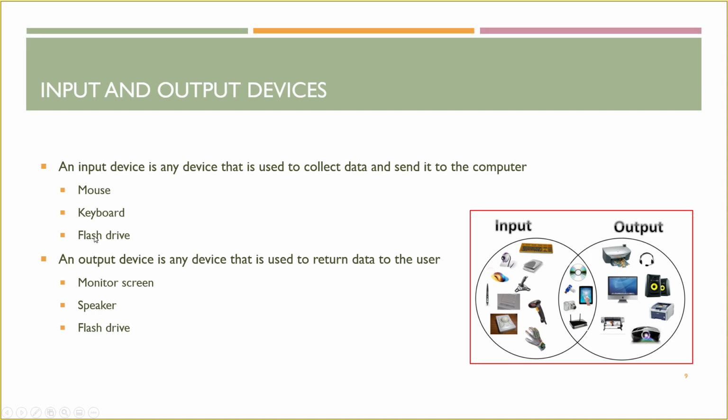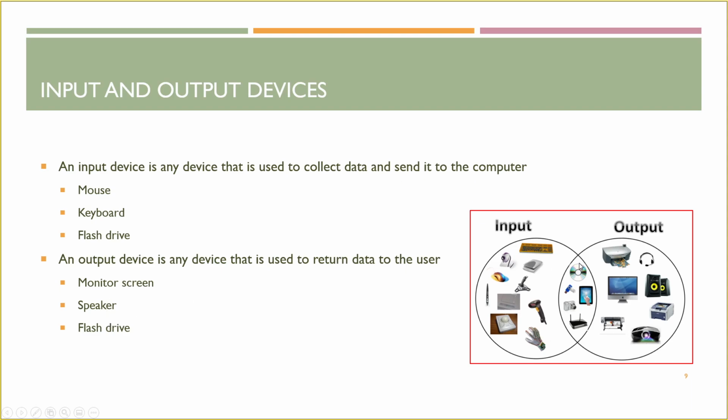I have a flash drive here on input and output, right? Because you could give the computer a file from a flash drive, and the computer could also save something onto the flash drive. So a flash drive is an example of both an input and output device.